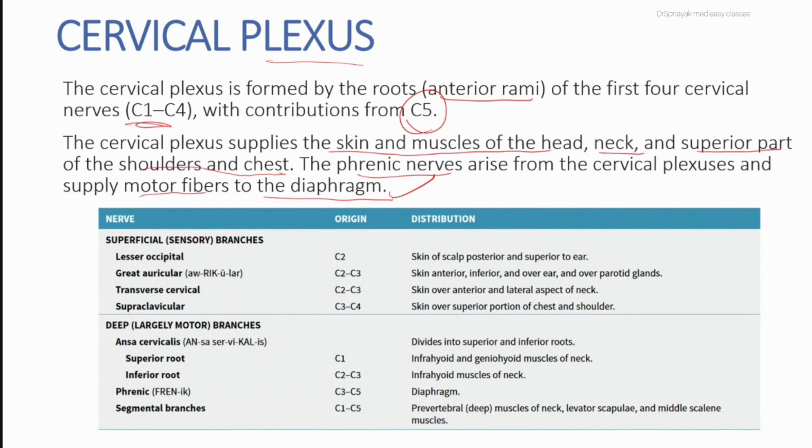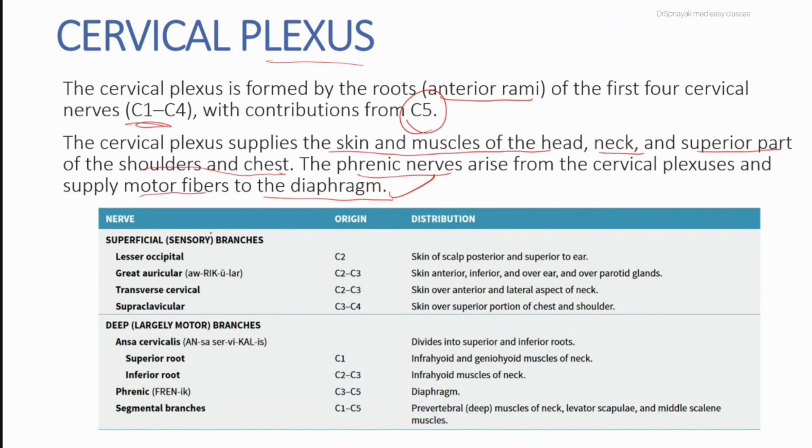These are the nerves of the cervical plexus: lesser occipital, transverse cervical, supraclavicular, and this is the distribution. So skin and muscles of the head, neck, and superior part of shoulders and chest. And here it has been explained in detail. जैसे skin of scalp, posterior and superior to ear, and then parotid glands, skin over the lateral aspect of neck, and skin over superior portion of chest and shoulder.